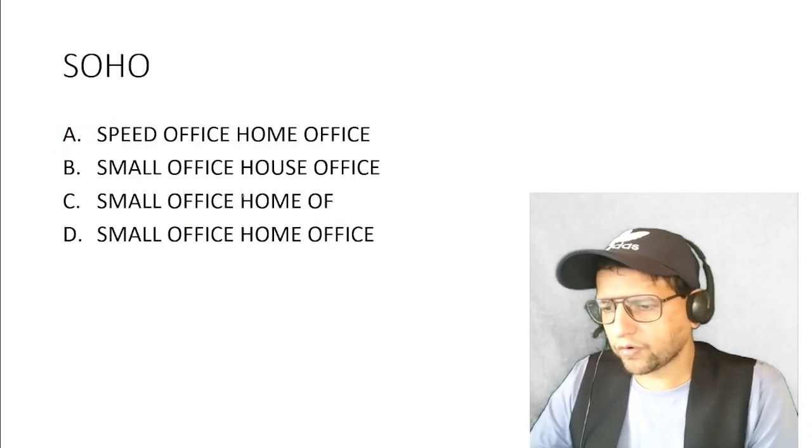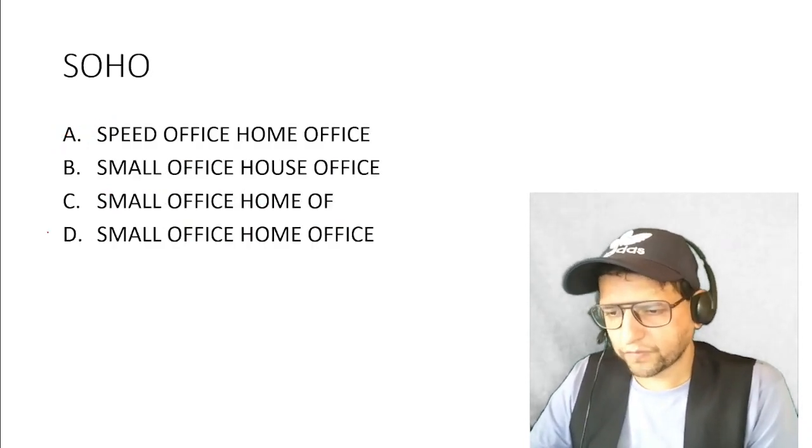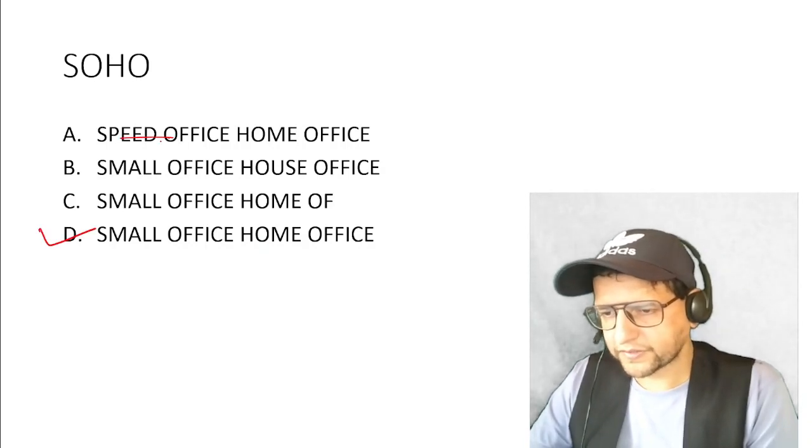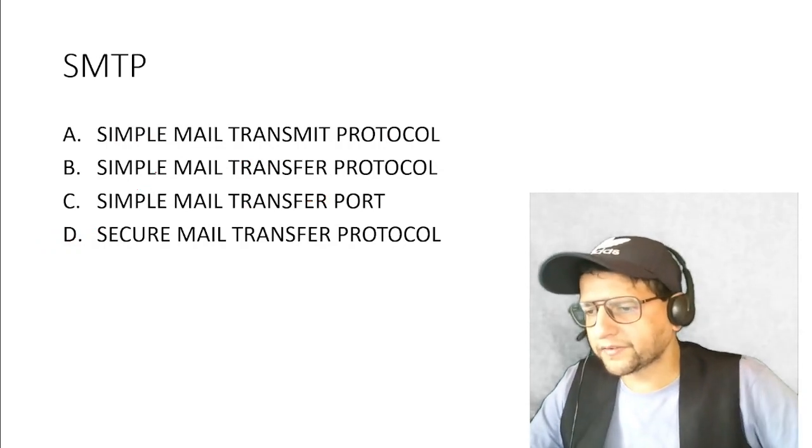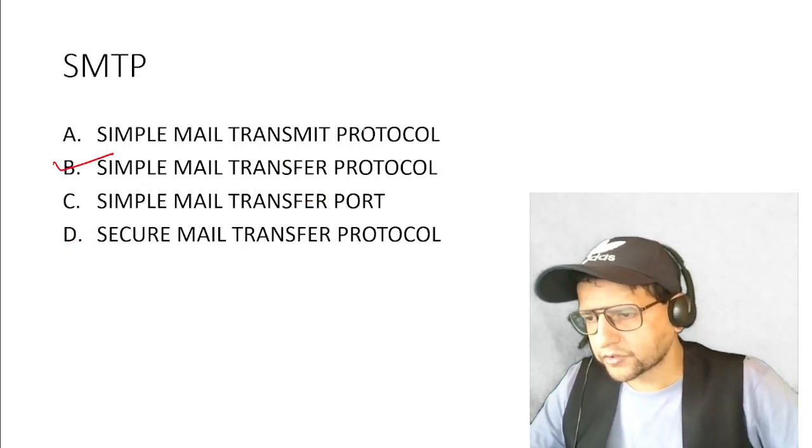SOHO is a small office, home office. It's not speed office. Small office, house office? Okay, it is small office, home office. SMTP is your simple mail transfer protocol. It is not product, it's not port, it's not secure.